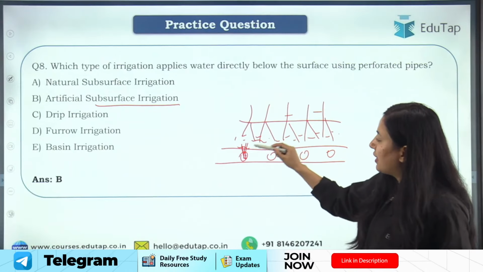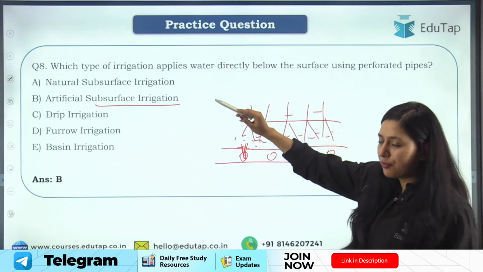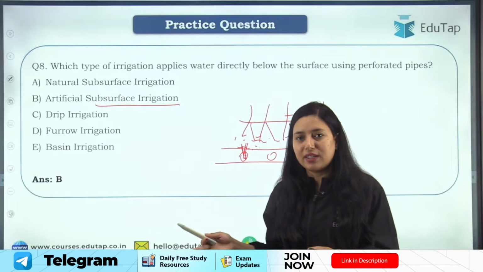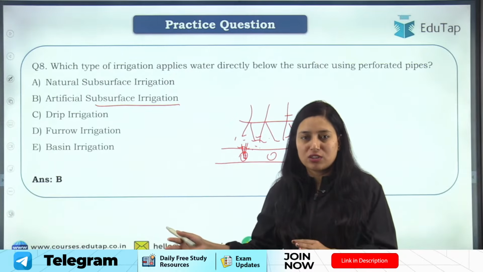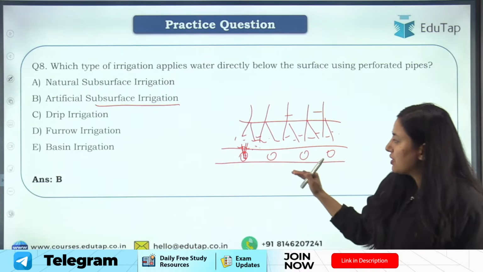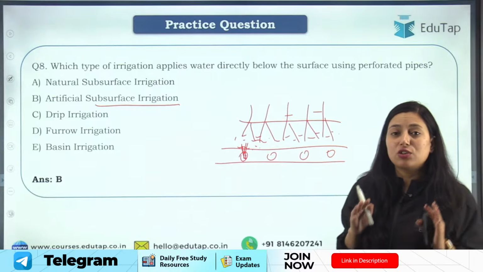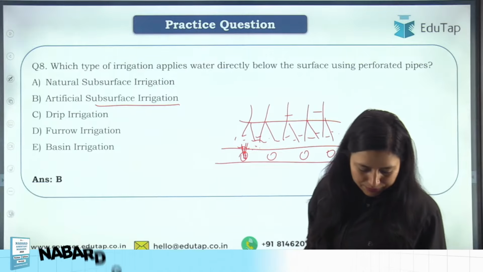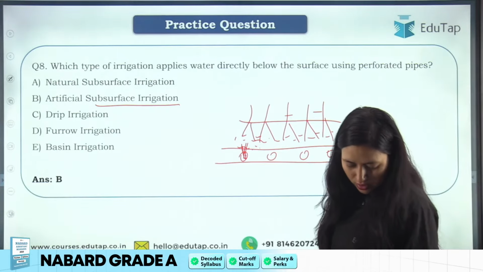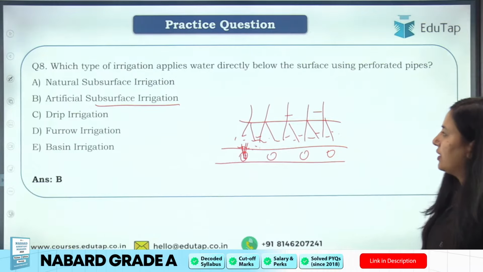Now students, the advantage is that in the surface irrigation method, evaporation losses can be higher, but in the subsurface irrigation method, evaporation losses can be minimized, right? Okay, sure, I'll take queries at the end.